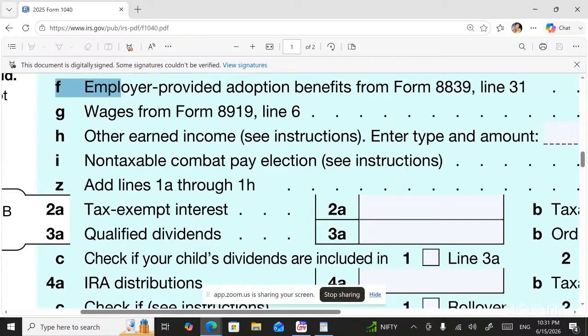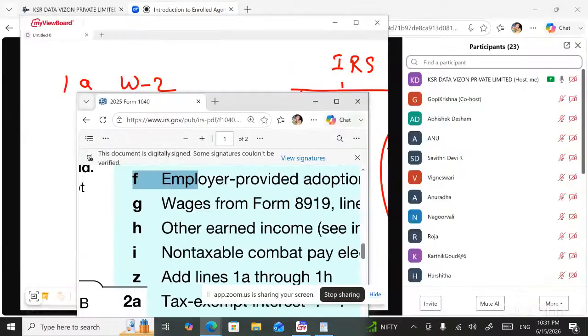Now coming to I, non-taxable combat pay election. This is also a regularly asked question.